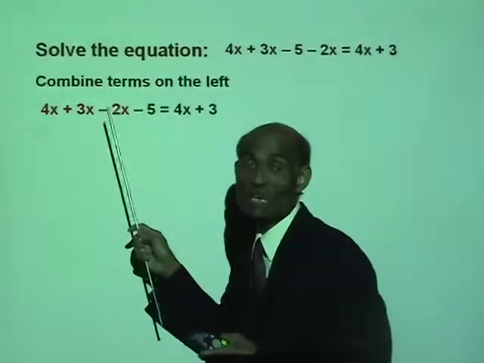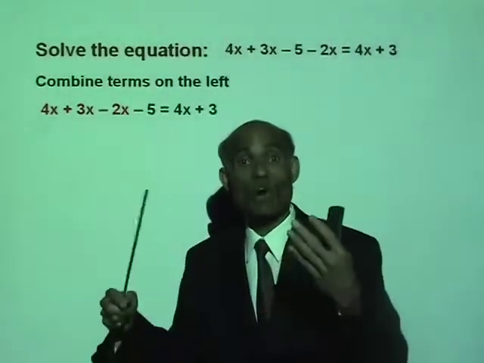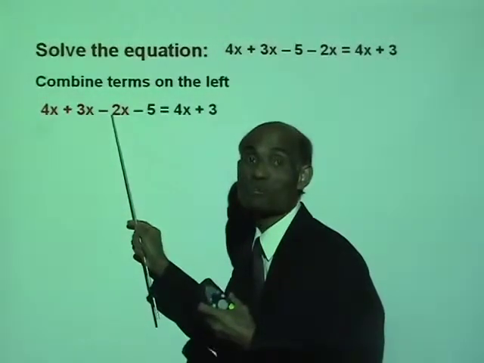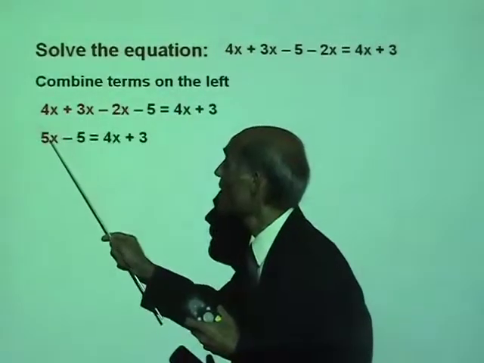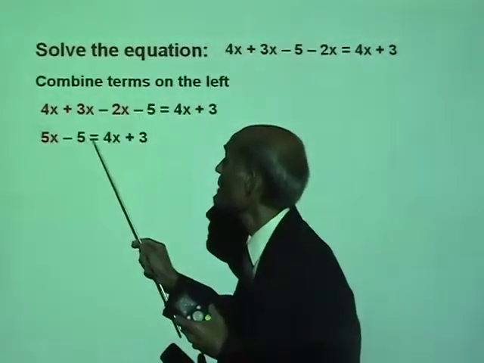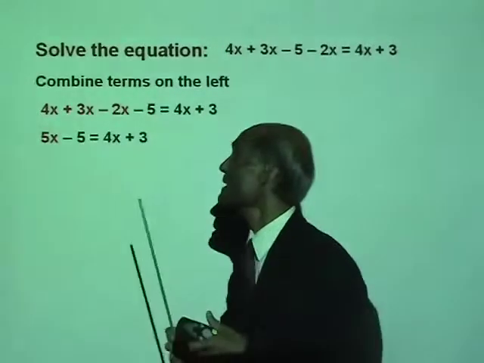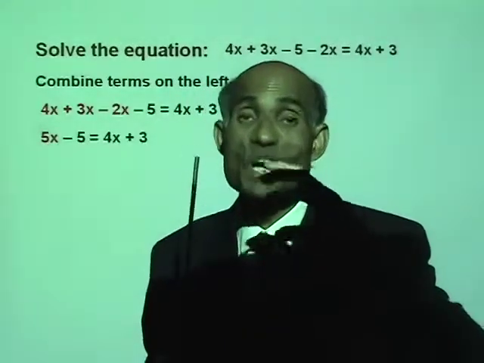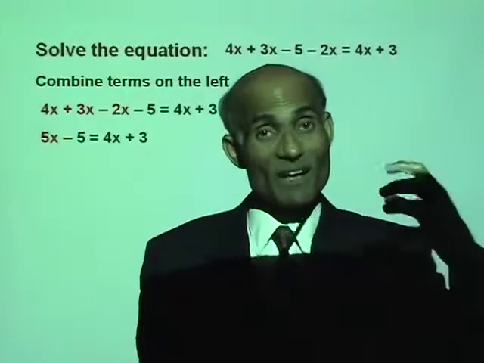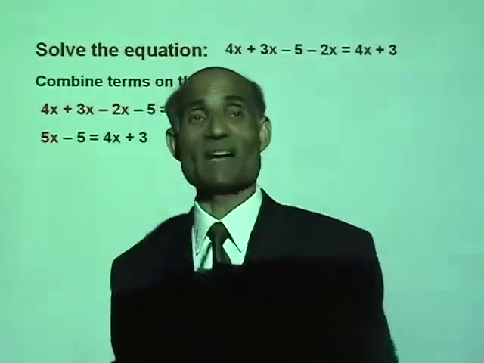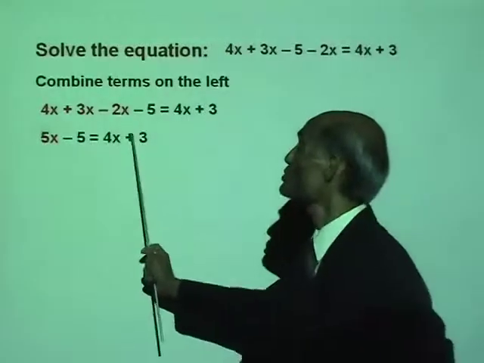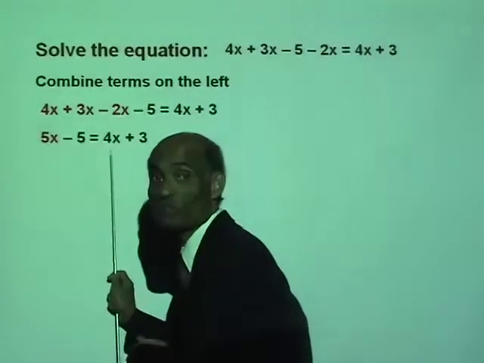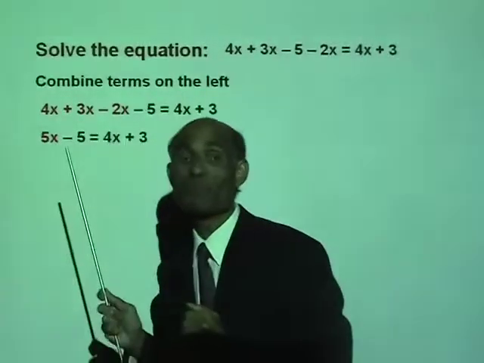Alright, tell me, what is 4x plus 3x minus 2x? They are all like terms. To add them, simply add their coefficients. 4 plus 3 is 7. 7 minus 2 is 5. So that will be 5x minus 5 equal to 4x plus 3. Okay, what's the next step? Now we will group the terms in x on one side and group the numbers on the other side. It is convenient for us to group the terms in x to the left. So move the 4x from the right to the left. What will that become?